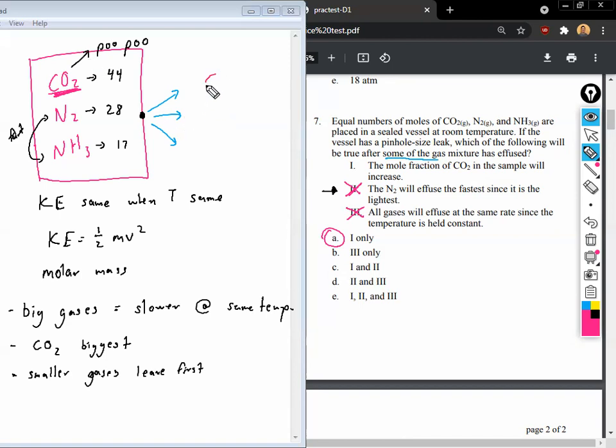Methane is 16, CH4. So the flammable stuff moves real quick. H2 is probably the smallest. H2 is the smallest gas, and H2 is very flammable as well.